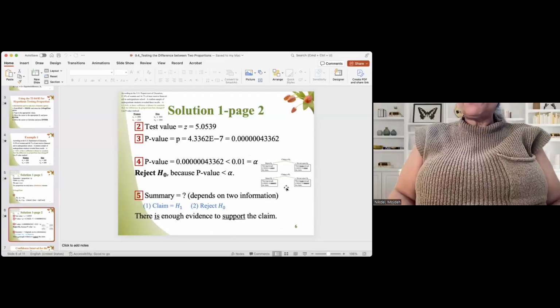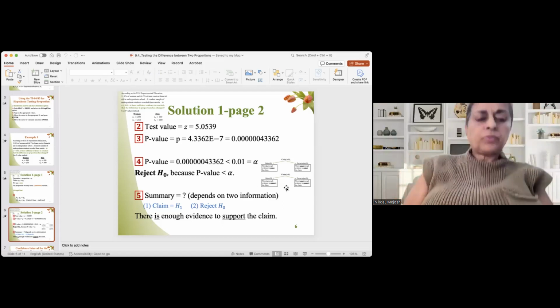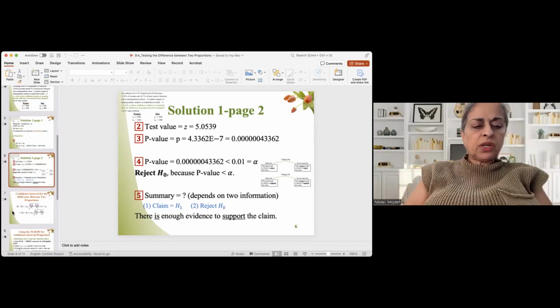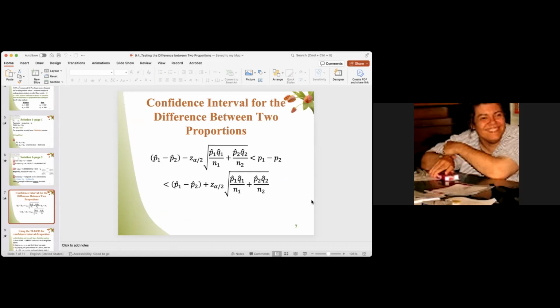You see that it's similar to what we did in 9.1, except here you have two prop z-test. Are you still seeing my PowerPoint? Yes, we're seeing the nasty formula right now.